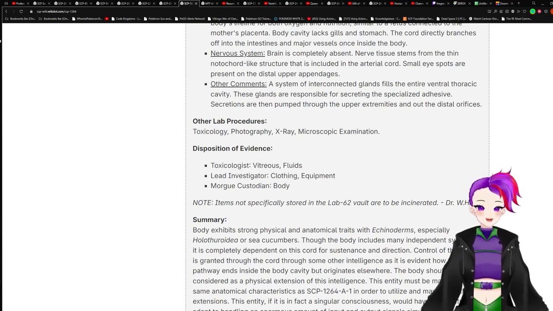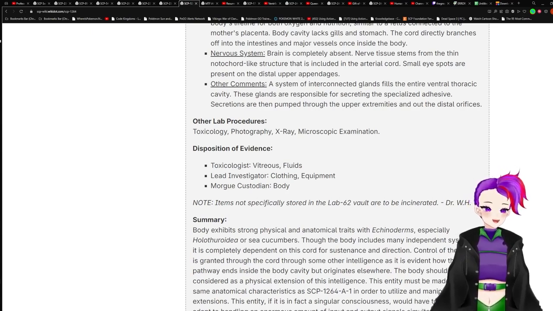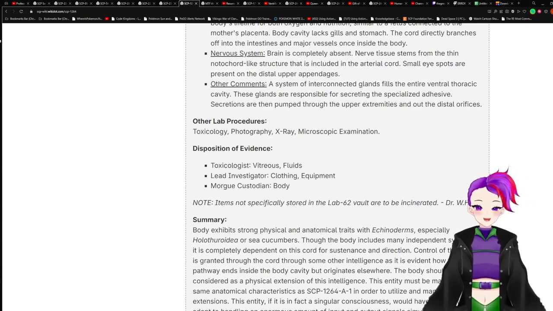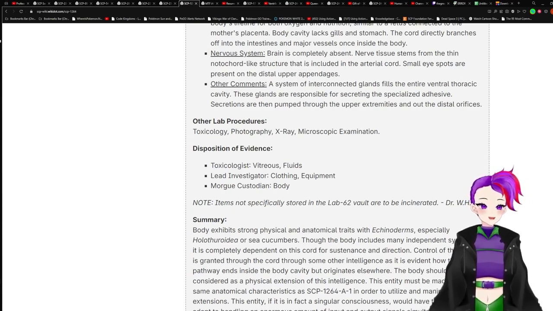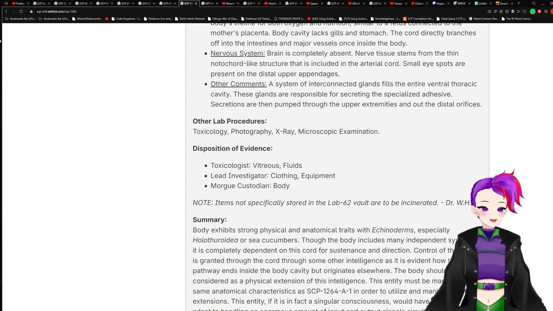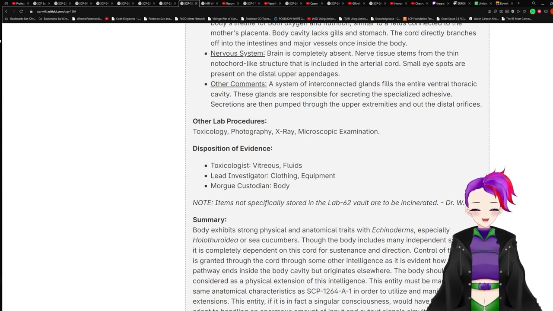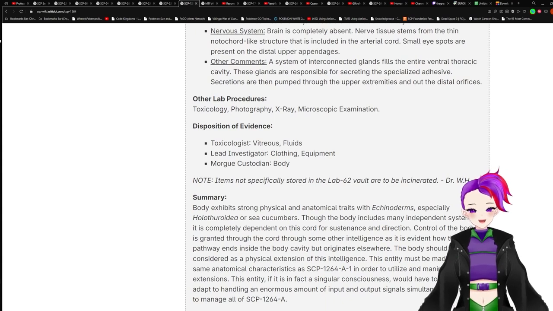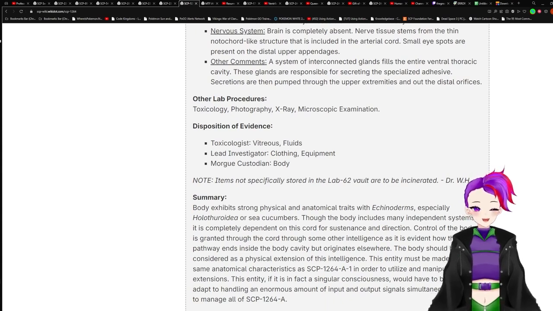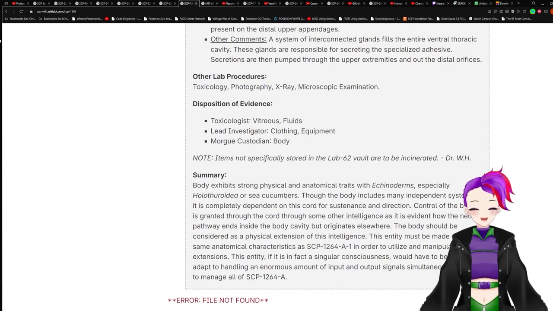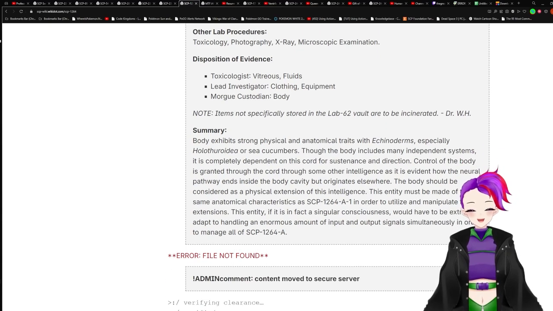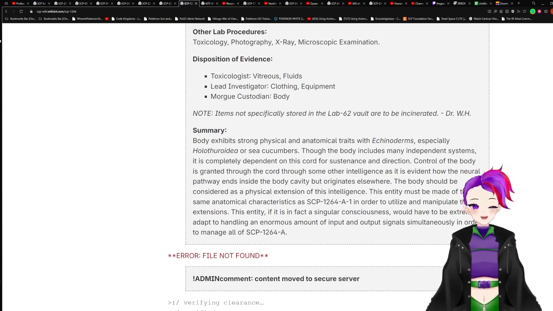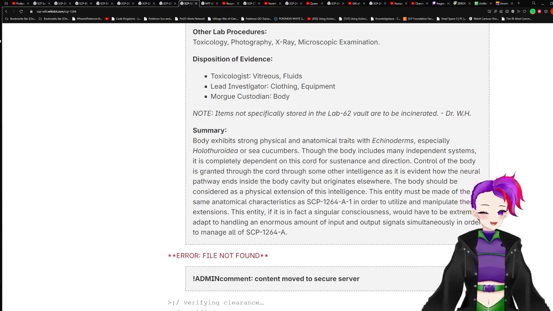Other comments. A system of interconnected glands fills the entire ventral thorax cavity. These glands are responsible for secreting the specialized adhesive secretions, which are then pumped through the upper extremities and out the distal orifices. Other lab procedures: toxicology, photography, x-ray, microscopic examination. Dispositions of evidence: toxicologist, vitreous fluids; lead investigator, clothing, equipment; morgue custodian, body. Note: items not specifically stored in Lab 62 Vault are to be incinerated.